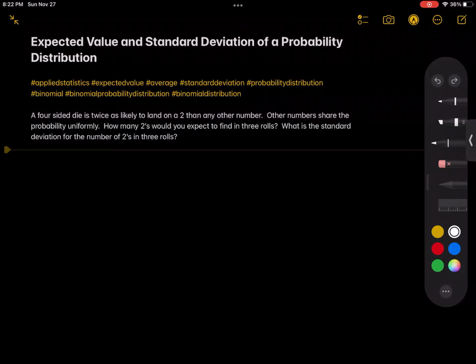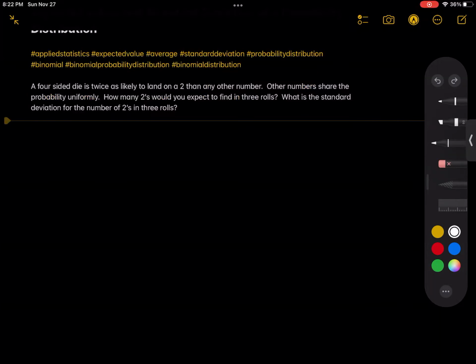How many twos should we expect to find if we roll it three times? And then what is the standard deviation for the number of twos out of these three rolls? So if I want to find the expected value or the average of a probability distribution, I need to find all the events possible and their probabilities, because the expected value, or the average, same thing, is the sum of all of the events possible multiplied by their probabilities of occurring.